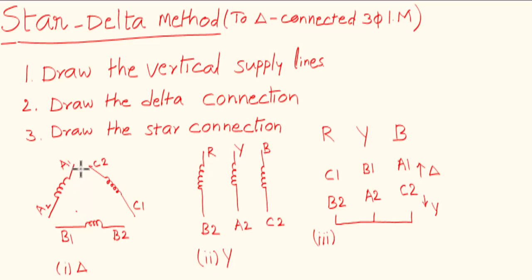When they are connected in delta, A1 and C2 should be joined together and C1 and B2 should be connected together. Similarly, B1 and A2 should be connected together, and these lines will be connected to the RYB supply lines. Similarly, to get the star connection of the stator winding, B2, A2, C2 will be connected together, whereas B1, A1, C1 will be connected to the main supply RYB lines.